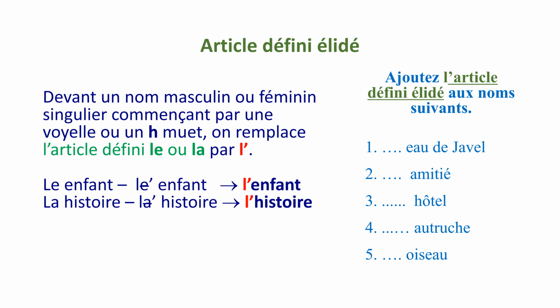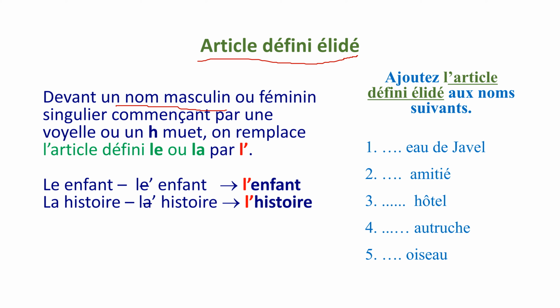Moving on now to article défini élidé, which is from the word élision. You remember when we did élision? When we replace one vowel by an apostrophe. When we have two vowels in a row, we eliminate the first one and we replace it by an apostrophe. So pretty much this is what it says here.